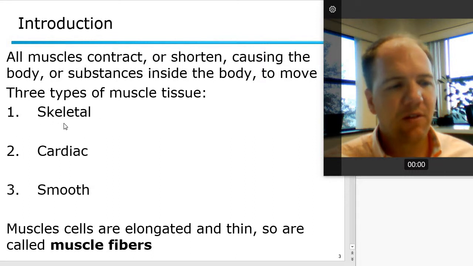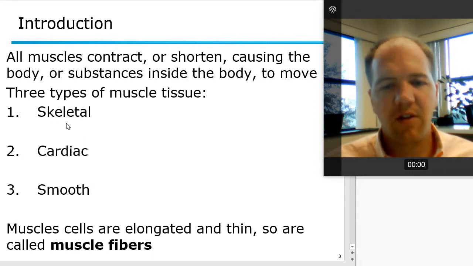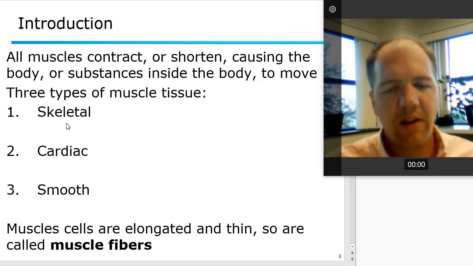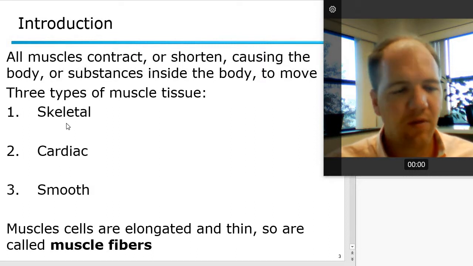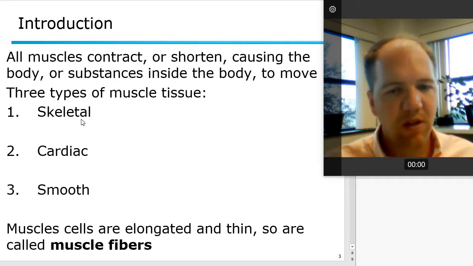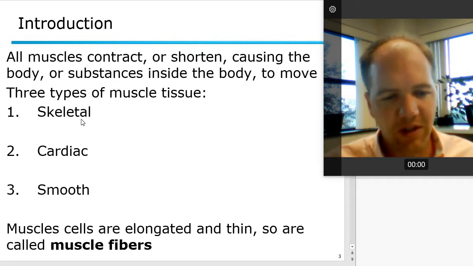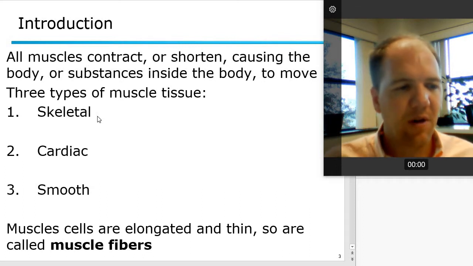And then skeletal muscle. We call it skeletal muscle because these are the muscles that attach to our bones, and these are the muscles that allow us to move. And these are our voluntary muscles. These are the ones that we can consciously control. We can think about moving skeletal muscles.